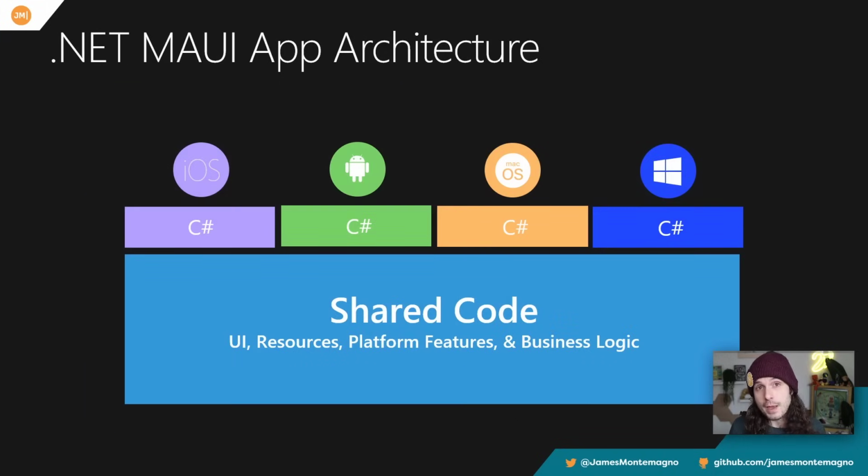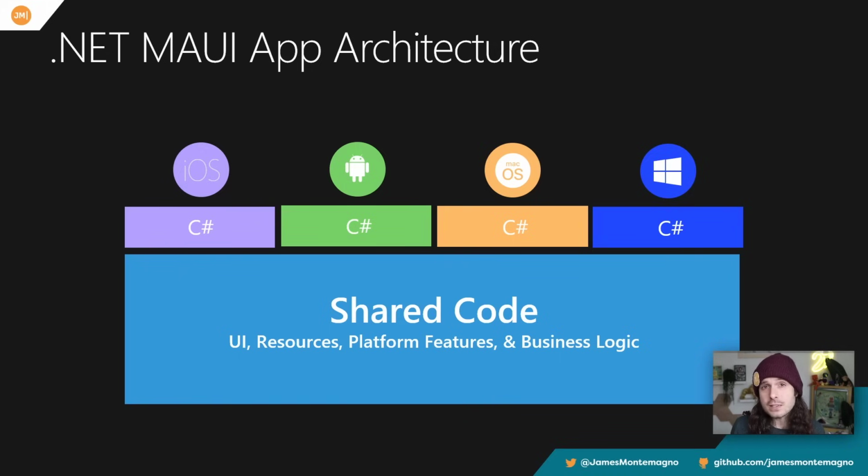Now, normally a .NET MAUI architecture looks a little bit like this. On top, you have the different platforms, iOS, Android, Mac, and Windows. And you can access all the native APIs inside of C#. So if you need to access something in iOS, you can still do that, which is really, really cool. But the majority of the code that we're going to write is shared code. Things like our user interface, our resources, accessing those cross-platform features like connectivity and geolocation, and of course your business logic. So things like models, view models, or RESTful service calls, database integrations, Azure backend integrations, things like that are all going to be consistent.